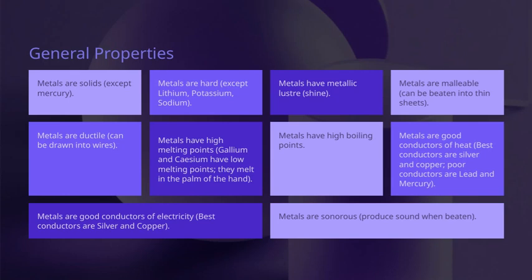Metals are generally excellent conductors of heat, which means they can transfer heat quickly and efficiently. When we talk about the best conductors, silver and copper top the list, making them ideal for electrical wiring and thermal applications. On the other hand, lead and mercury are poor conductors, so they don't transfer heat as effectively.